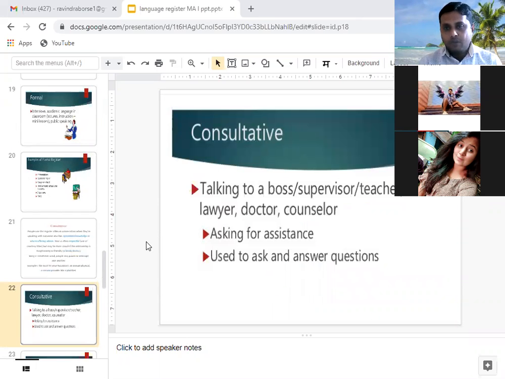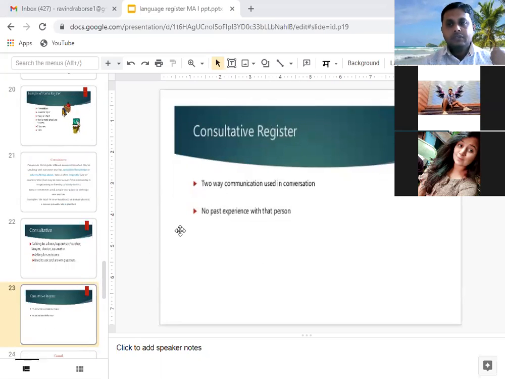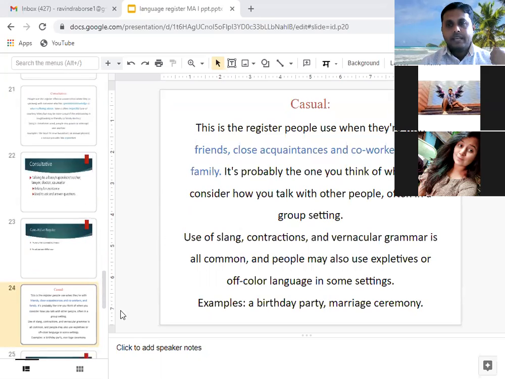So talking to a boss, supervisor, teacher, lawyer, doctor, counselor, that is consultative. Asking for assistance, help, that is also consultative, right? So casual, we have this one. Casual is just casual chatting we have, casual chatting with friends, close relatives, co-workers, colleagues, and family members. Casual, just सहज गप्पा मारतो आपण, that is called casual.